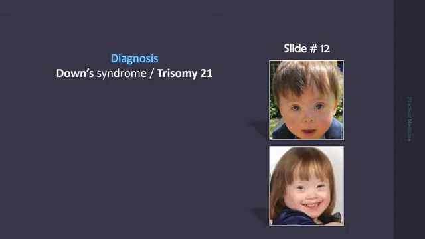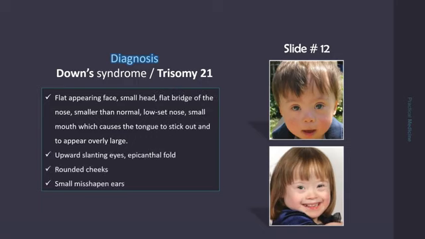These children have trisomy 21. Notice flat appearing face, small head, flat bridge of the nose, smaller than normal, low set nose, small mouth which causes the tongue to stick out and to appear overly large. See also upward slanting eyes, epicanthal fold, rounded cheeks, and small misshapen ears.